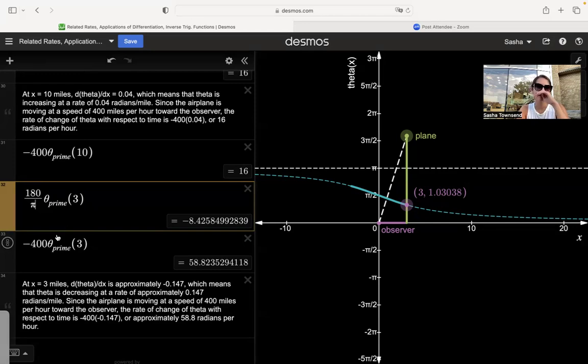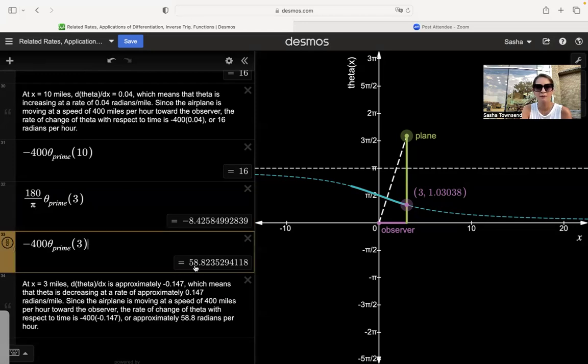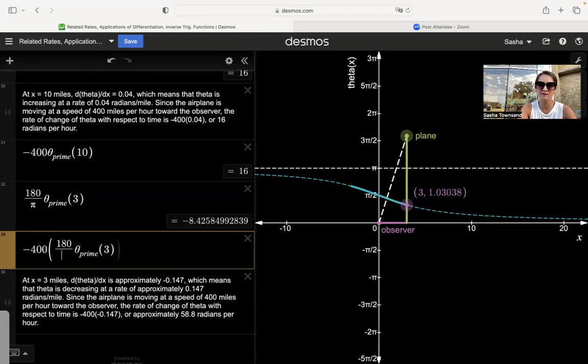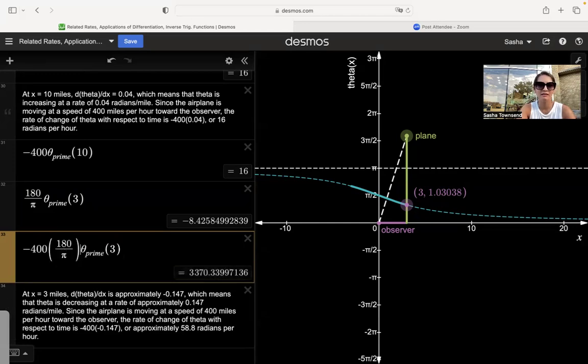If you take that and multiply by that negative 400 miles per hour, because the plane is coming towards us, then you have the change in theta with respect to time. And so we get 58.8 radians per hour. Or if you prefer, you can again multiply by 180 divided by pi, and you have a lot of degrees, 3,370 degrees per hour.